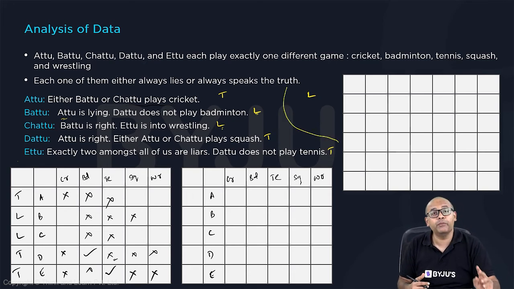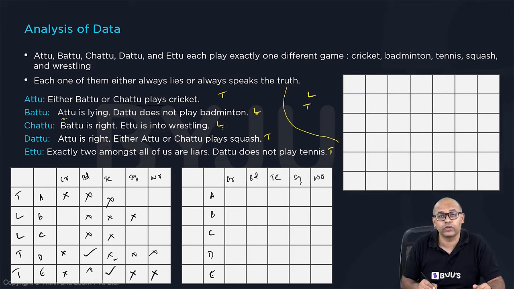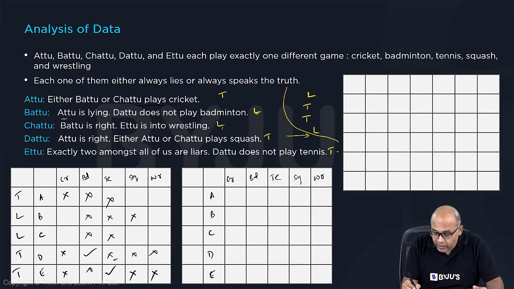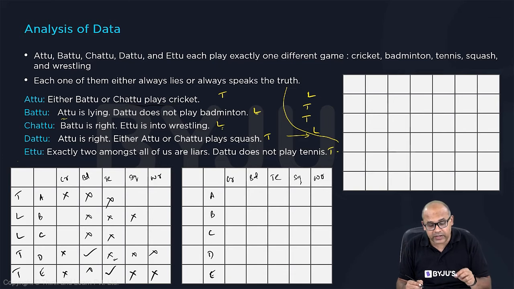If he is a liar, then B says A is lying. So that is the correct statement. So B should be a truth teller. Based on that, C will also become a truth teller. Therefore, D becomes a liar again. Why? Because D says A is right, and we assumed A to be a liar. Based on this, you will get exactly 2 among us are liars.